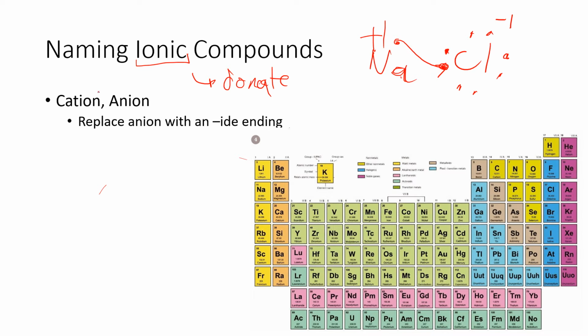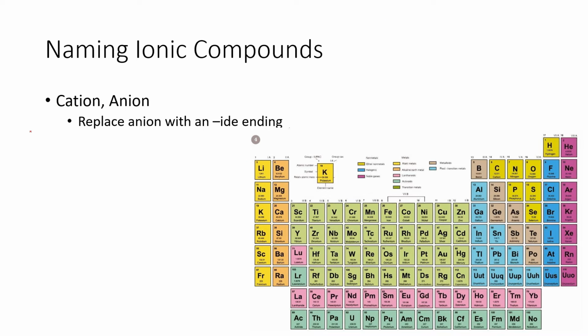Okay? So naming ionic compounds. When you name it, you start off with the cation. Remember, the cation is the positive ion, and you end with the negative ion. In the case of the anion, we will replace the ending with the IDE ending. Okay, so I'll give you an example of what this is. Suppose we had NaCl.